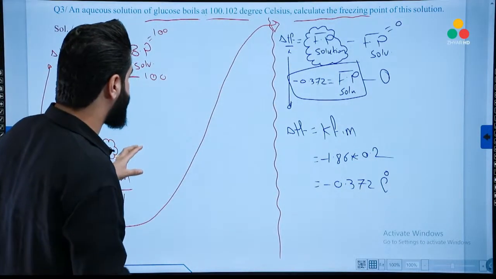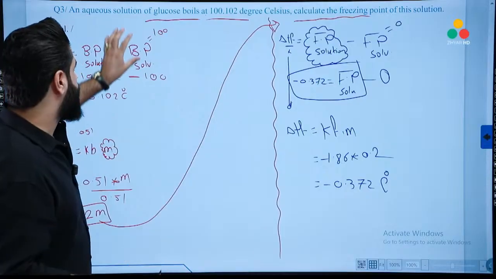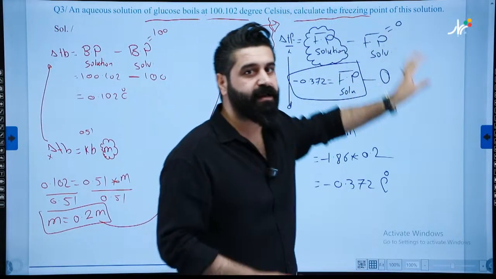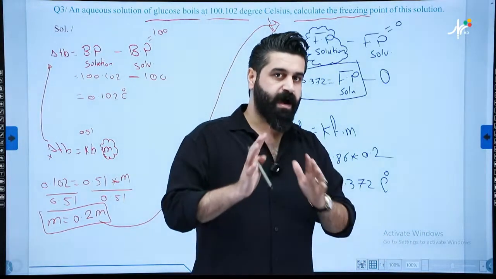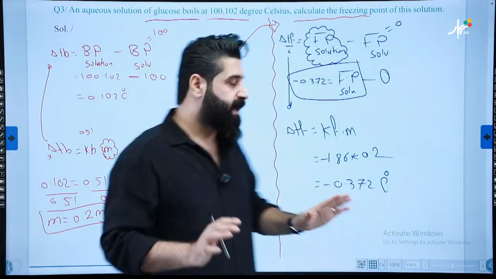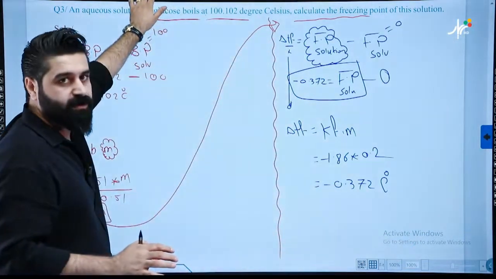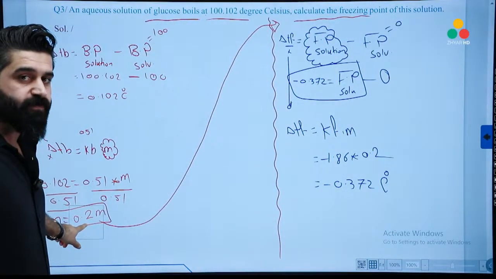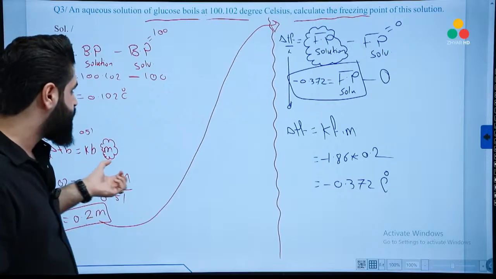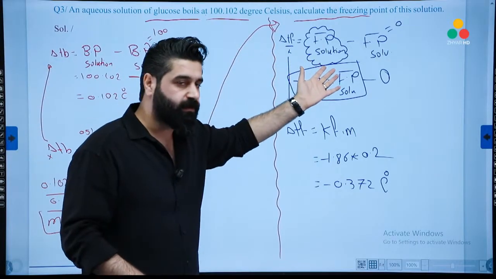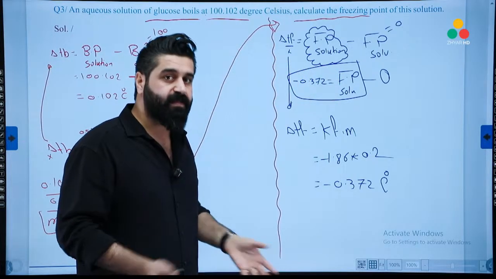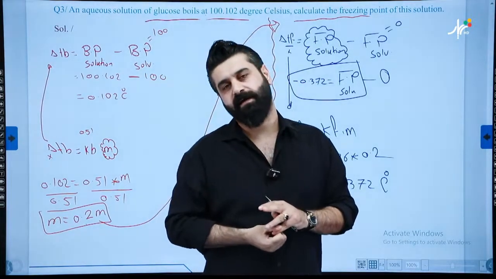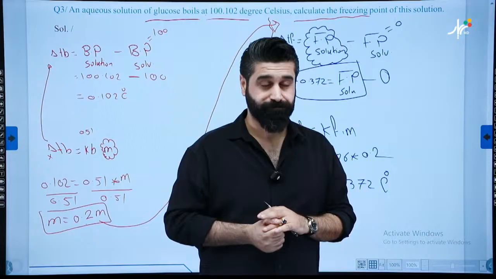So let me repeat all the steps together. Look, this is the boiling point as a given information, and the question said calculate the freezing point. How to do this? First, start from the given. Convert the given into molality. Once you find out molality, then bring it into the calculation of the unknown. It's very easy. That means we will use all the rules for the freezing point and the boiling point.